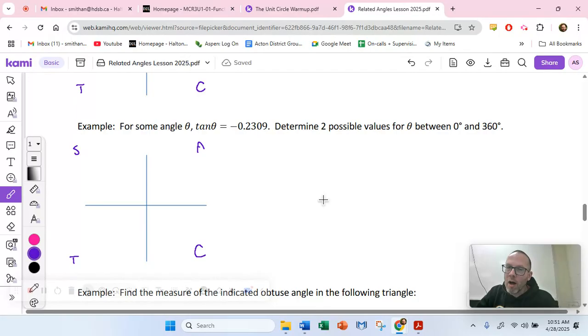All are positive, top right. Tan is positive, bottom left. When will tan be negative? Somewhere in this quadrant and somewhere in this quadrant. Where exactly? I don't know. Let's dive in and find out.